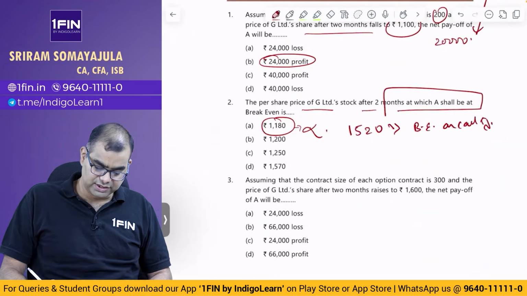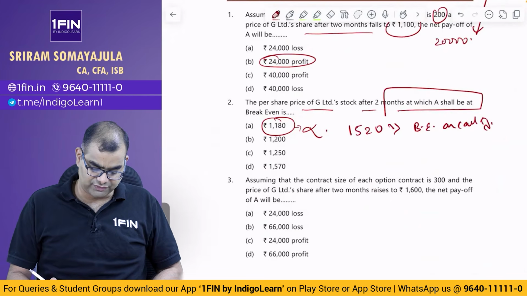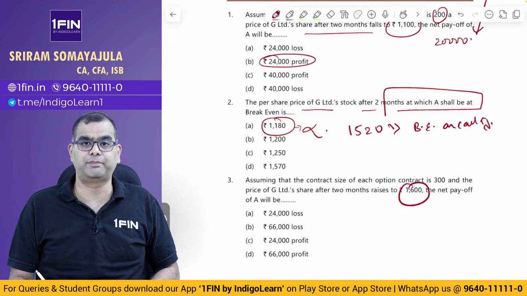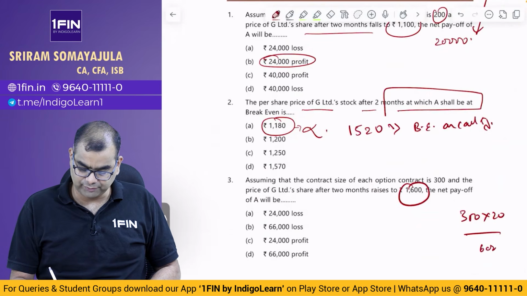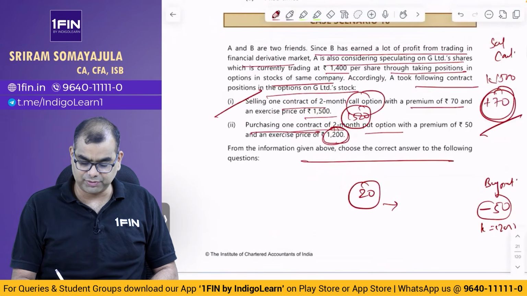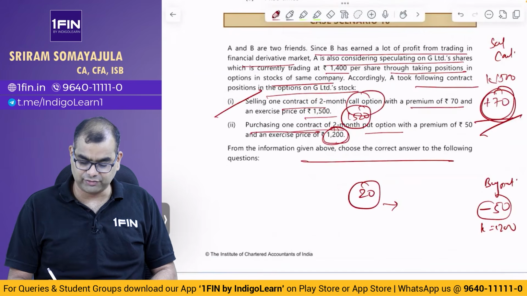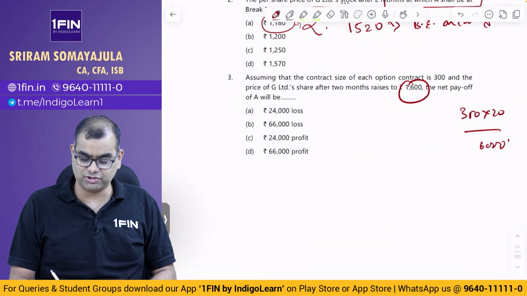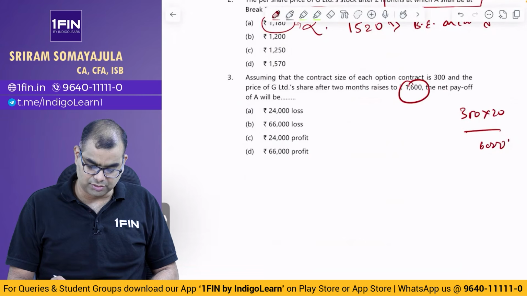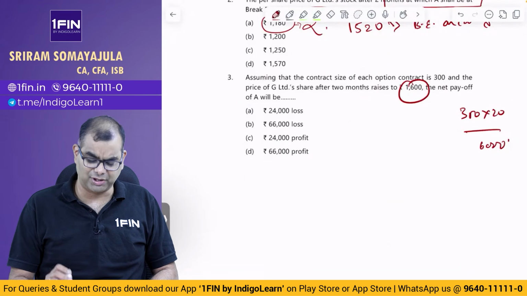Assuming that the contract size for the option is 300 and the price of G after 2 months rises to 1600, what is the net payoff? So 300 into 20, you get 6000 as the premium. 20 is the net premium. 70 rupees you have received on sell call and 50 rupees you have paid on buy put. Net premium is 20 and you have done 300 options, so you get 6000 as the net premium that you have received.